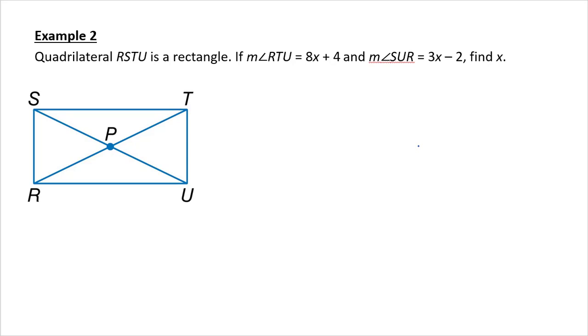Quadrilateral RSTU is a rectangle if angle RUT, so this angle here, is 8x plus 4. Did I do that right? I apologize, I did not do that right. RTU, this angle up here, is 8x plus 4, and SUR, this angle down here, is 3x minus 2. I need to solve for x. Okay, so let's talk about this one.